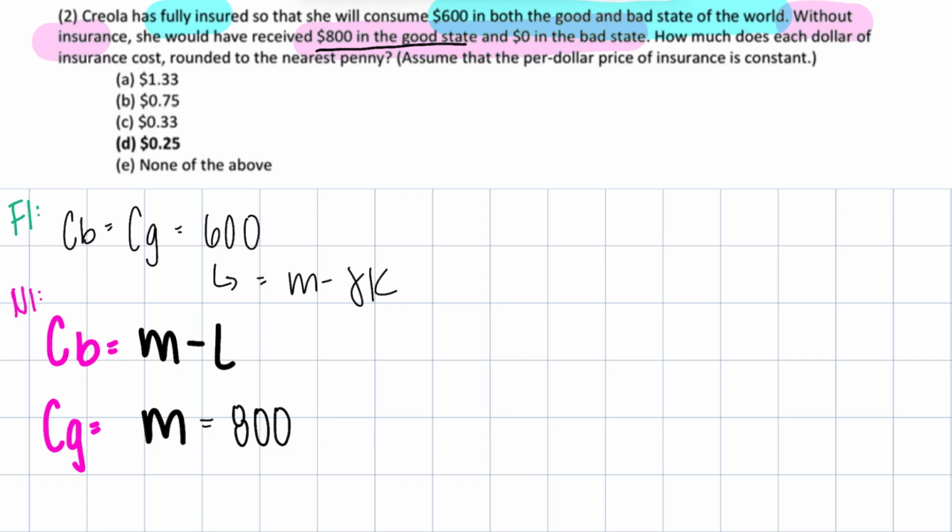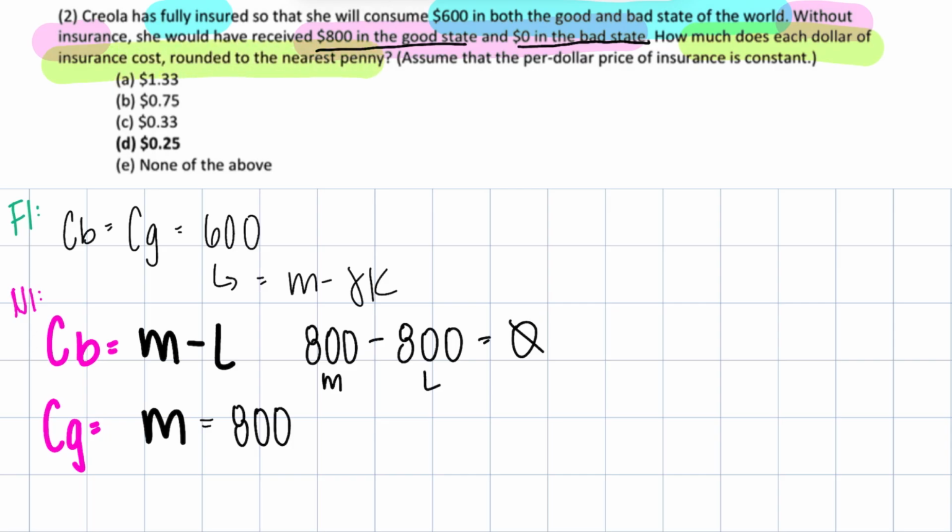It also says that $0 would be our consumption in the bad state. Since we already know that our income is $800, our loss must be $800 as well in order to get a consumption of $0 in the bad state under no insurance. So this is our M, this is our L. Then it says how much does each dollar of insurance cost rounded to the nearest penny.